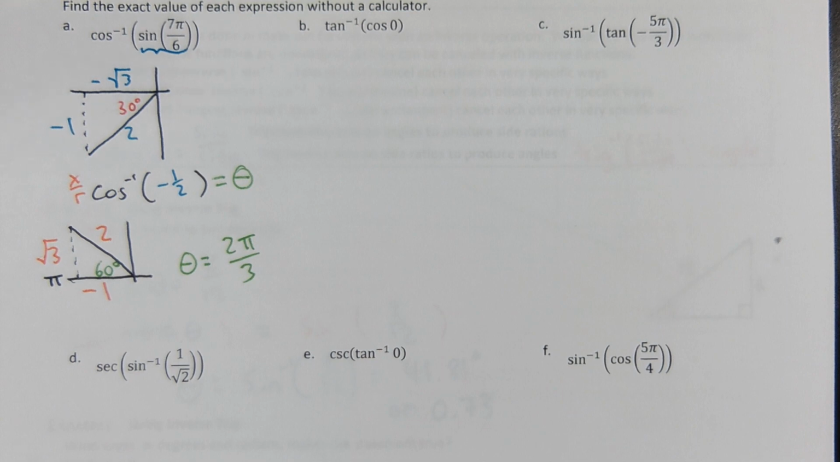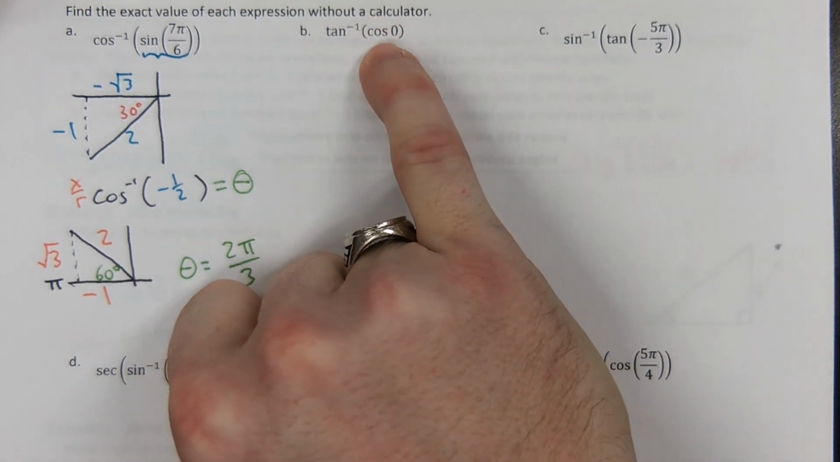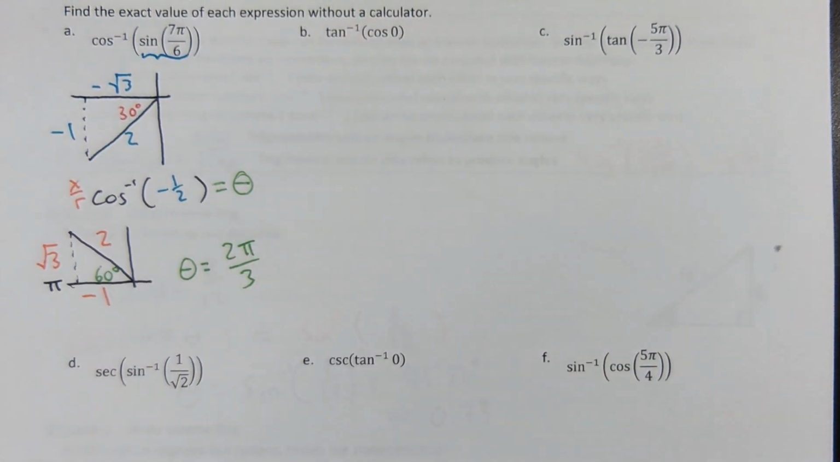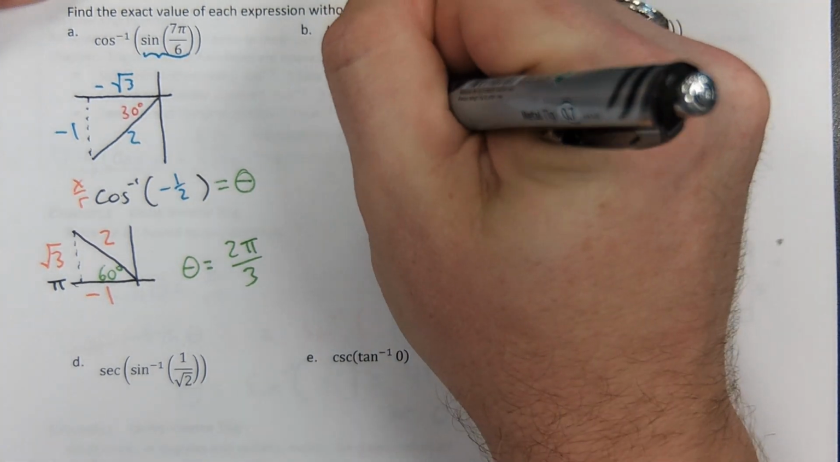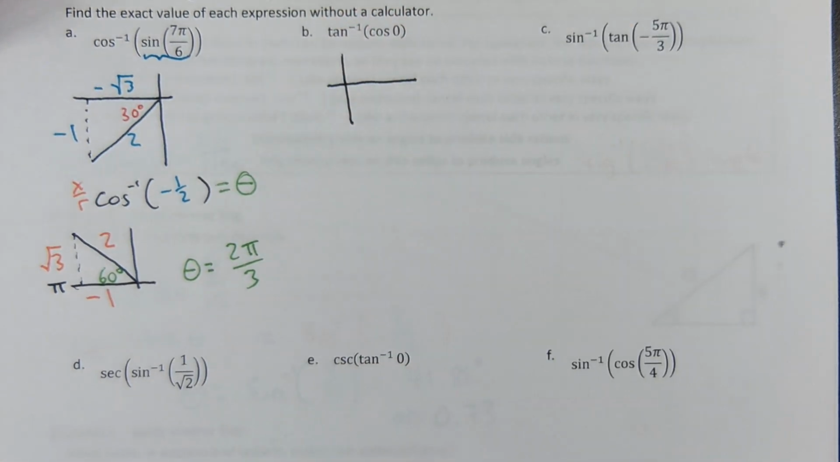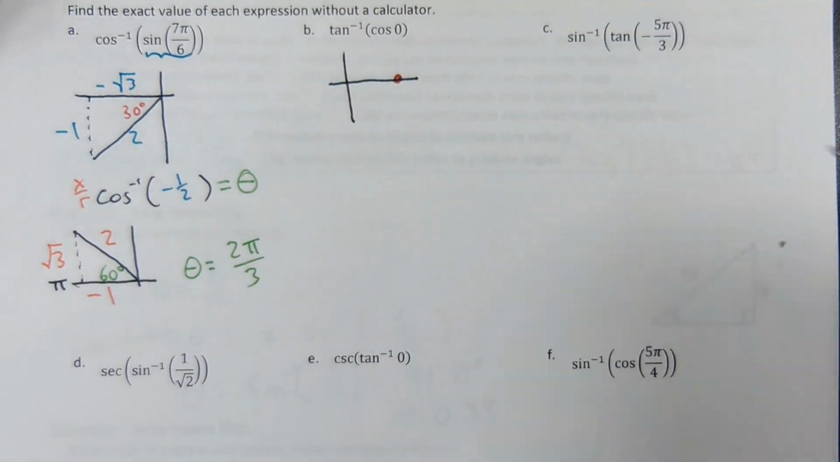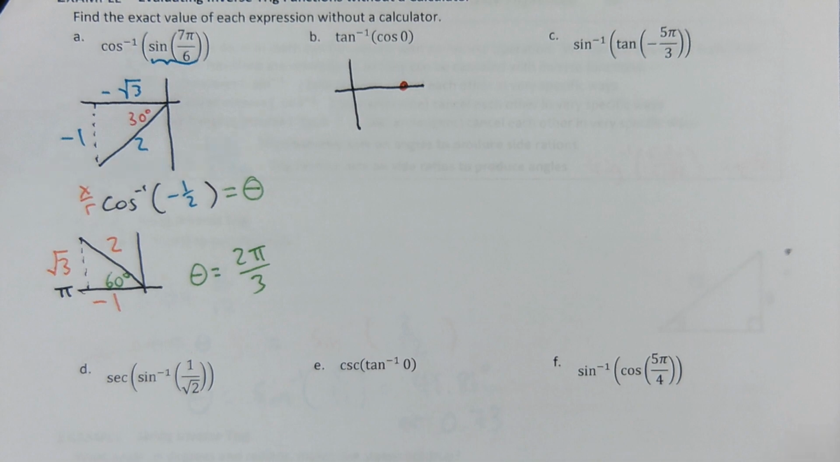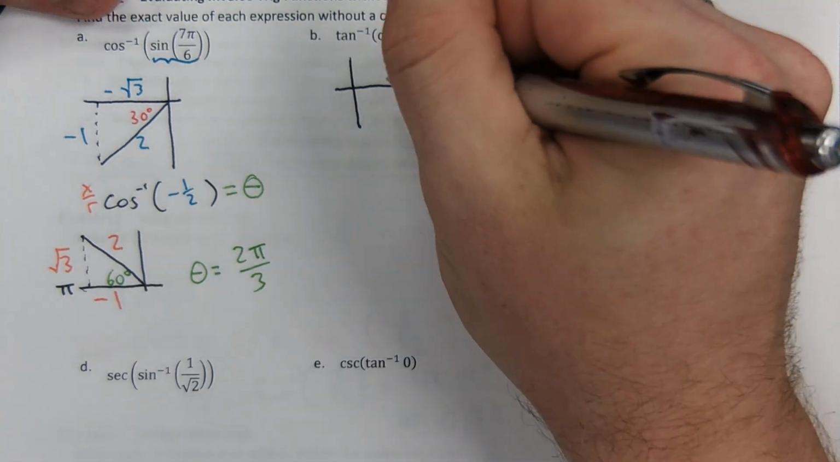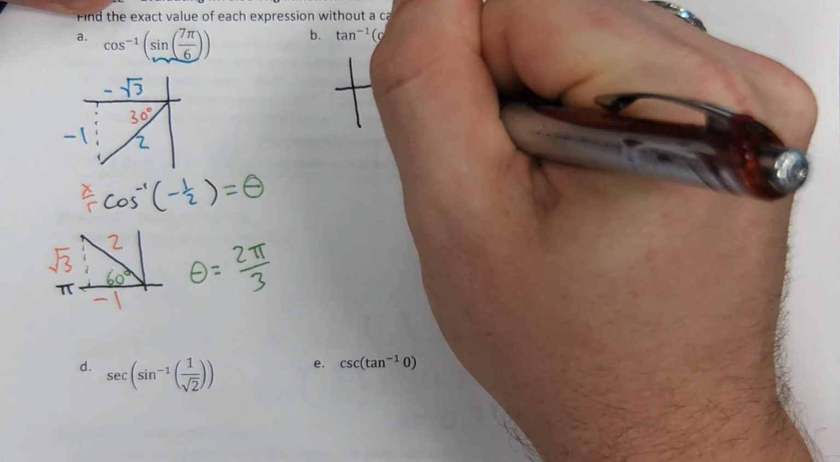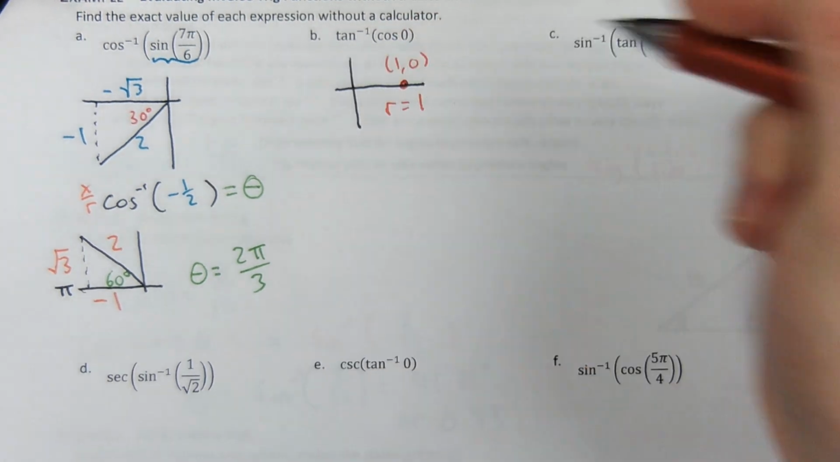Peel it like an onion. First thing we're going to do is we're going to figure out what is cosine of 0. Well, 0 is the positive x-axis. That's 0 radians and 0 degrees. So we put a coordinate there and we say if this is the unit circle, the coordinates there would be 1, 0 with a radius of 1.